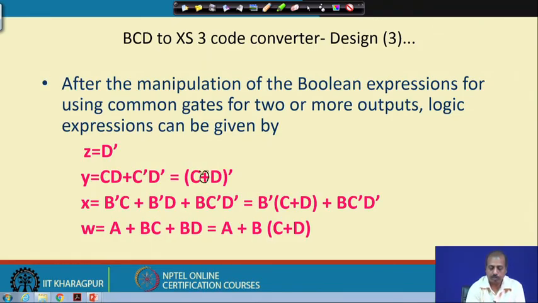Similarly, here, B bar C plus B bar D plus B C bar D bar. Taking B bar common, it is C plus D plus B bar C. So, C plus D is an OR gate, and then with that we can take the AND with B bar. Then A plus B C plus B D: we can take B common and C plus D comes as a common function. So, this C plus D can be taken as the common function for doing the manipulation, and then we can realize the circuit.